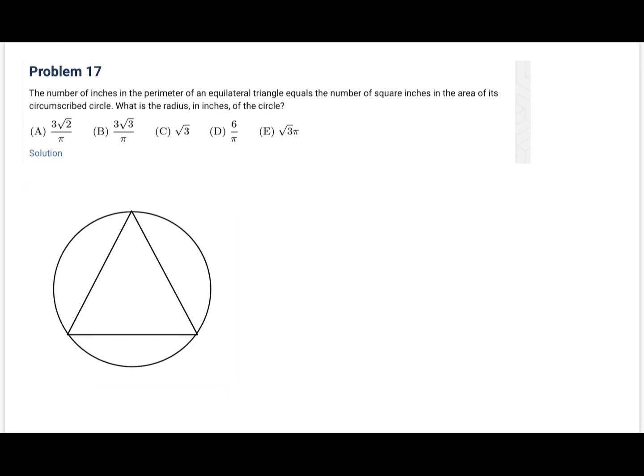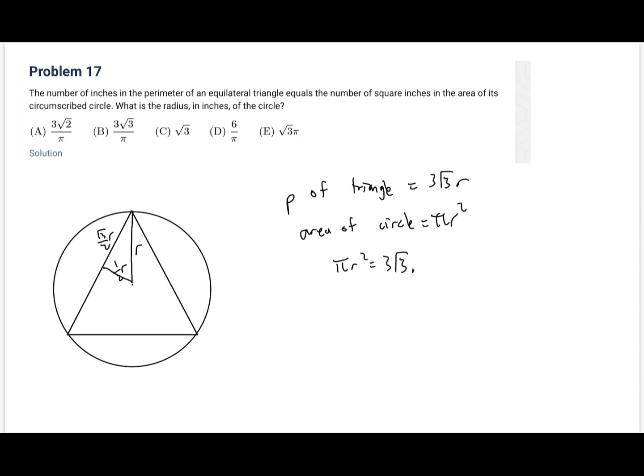Okay, so the radius would be like this. Let's say it's r. And so since this is 1/2 r, this is root 3 over 2 r, and so the perimeter of the triangle would equal 3 root 3 r, and the area of the circle would be pi r squared. So pi r squared would equal 3 root 3 r, so pi r is 3 root 3, r is 3 root 3 over pi, so the answer is B.